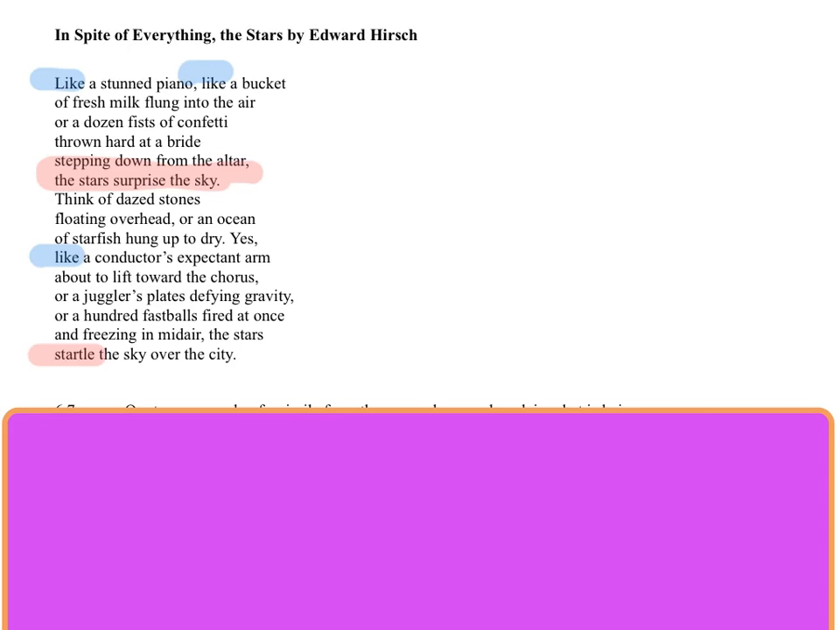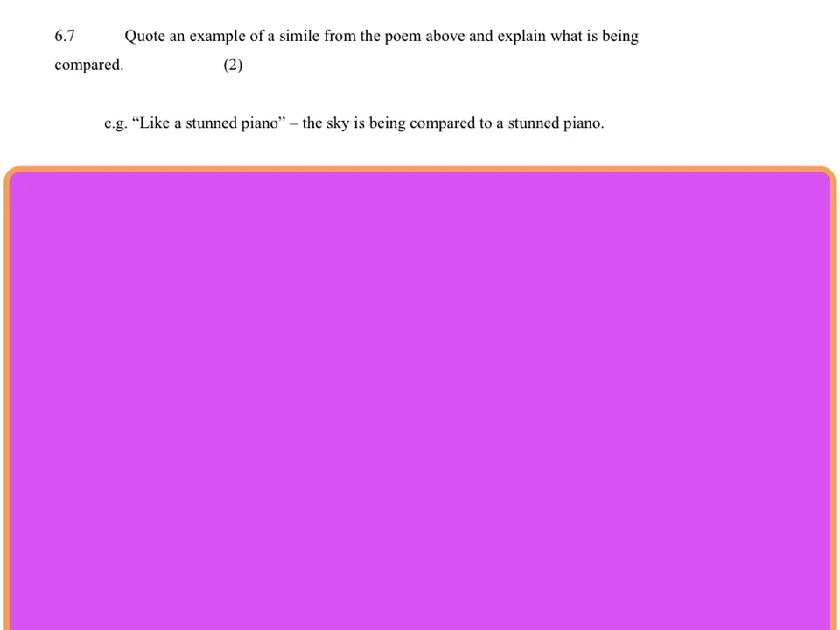And then also the sky and the stars are treated like people to again create an image, strong imagery for us, and make the poem have a stronger effect or impact. So I just showed you there were quite a few examples that you could quote. So here's the one I chose, like a stunned piano. The sky is being compared to a stunned piano.